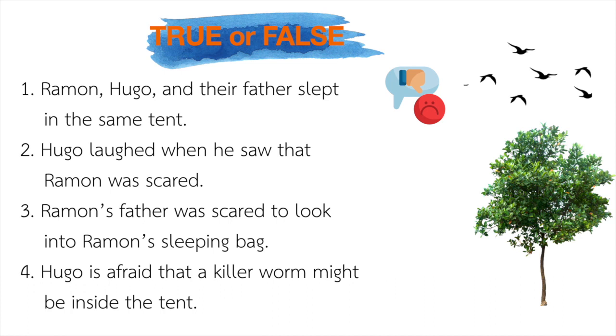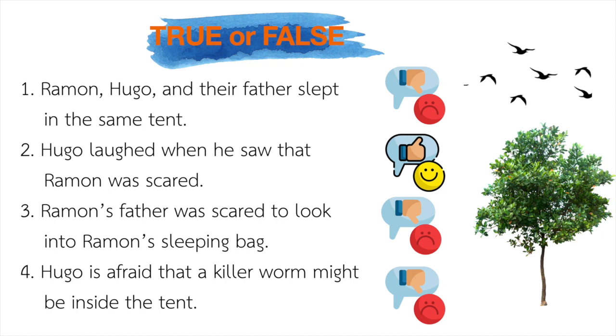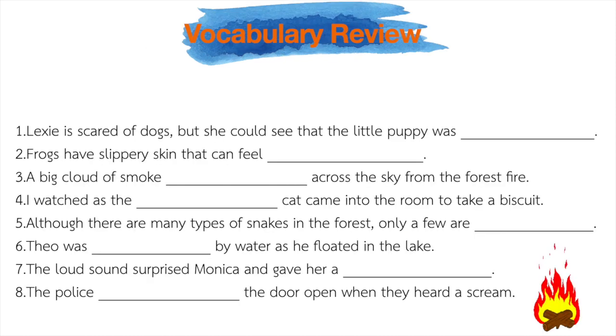True or false? Number 1. Raymond, Hugo, and their father slept in the same tent. False. Number 2. Hugo laughed when he saw that Raymond was scared. True. Number 3. Raymond's father was scared to look into Raymond's sleeping bag. False. Number 4. Hugo is afraid that a killer worm might be inside the tent. False.